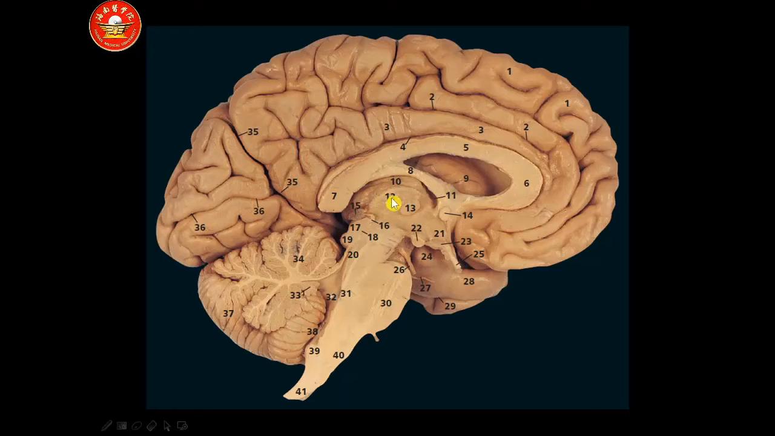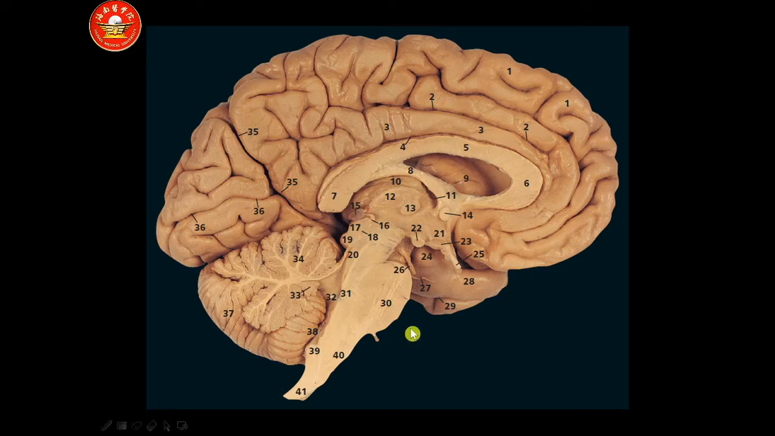Number 12 is the thalamus. Number 13 is the massa intermedia. Number 14 is the anterior commissure. Number 15 is the pineal body. Number 16, the posterior commissure. Number 17 is the superior colliculus. Number 18 is the cerebral aqueduct or duct of Sylvius.